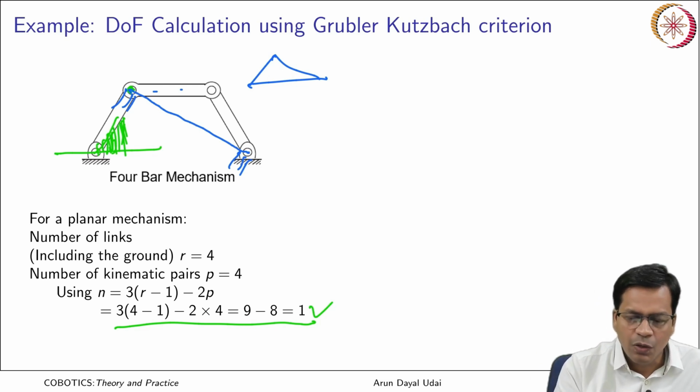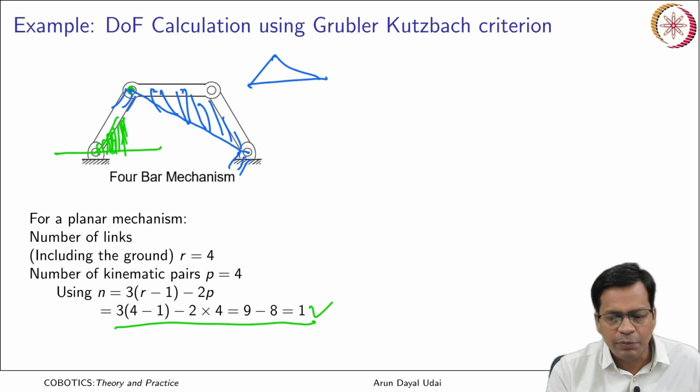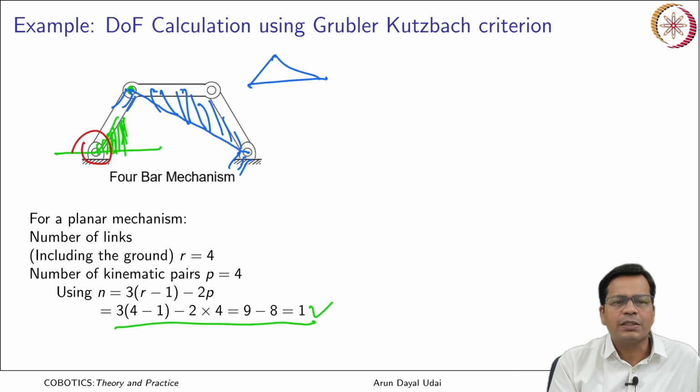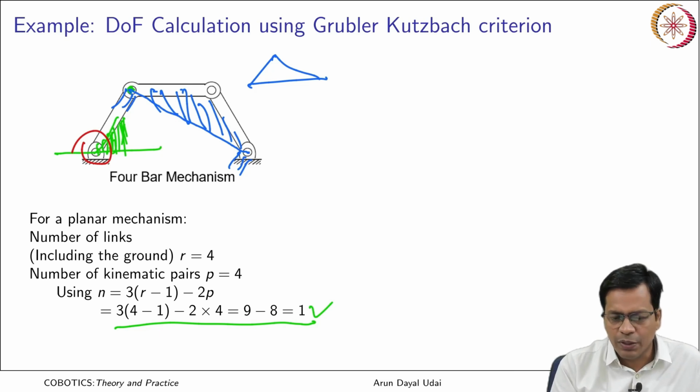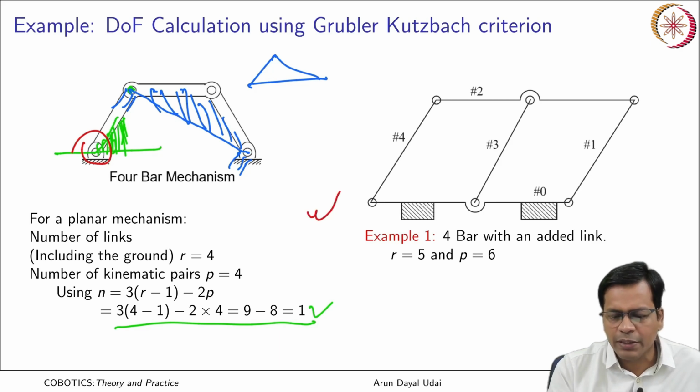So, that means the whole of this structure is now fully constrained. This mechanism can no longer move. That means just by fixing one of the joints, the whole mechanism gets fixed. So, that means it has 1 degree of freedom. Okay. Let us extend this example.